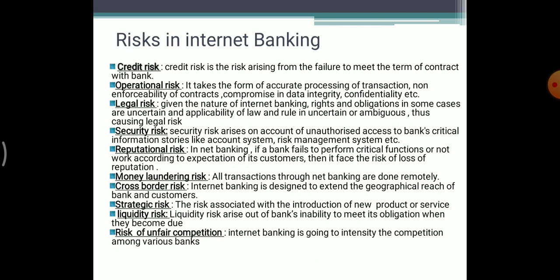First risk is credit risk. Credit risk is a risk arising from the failure to meet the terms of a contract with the bank. Cross border transactions increase the credit risk. And second one is operational risk. It takes the forms of inaccurate processing of transactions, non-enforceability of contracts, and compromised data integrity and confidentiality. These all come under operational risk.